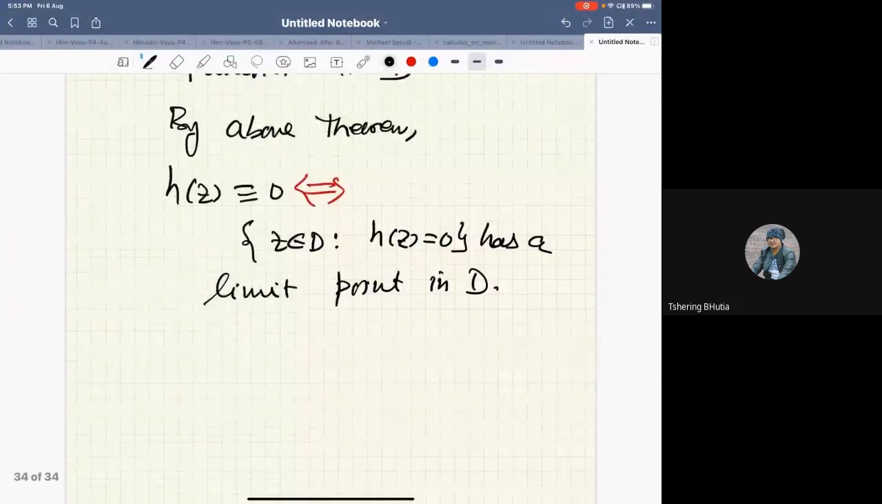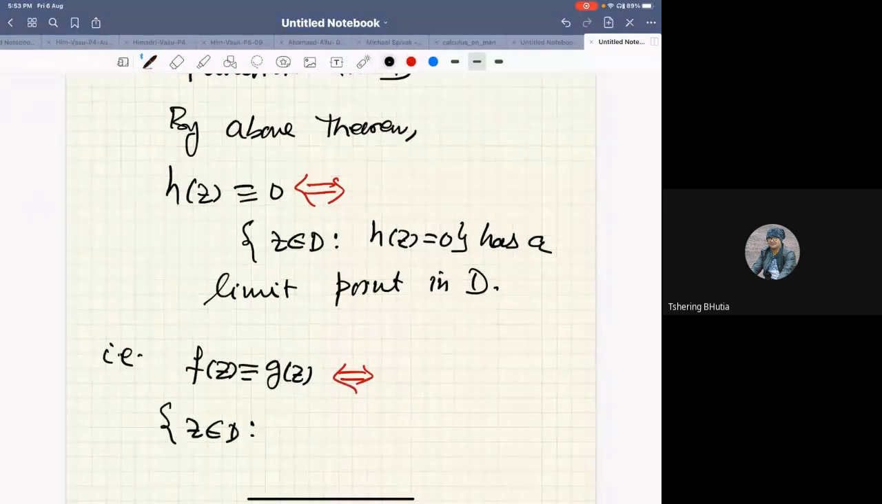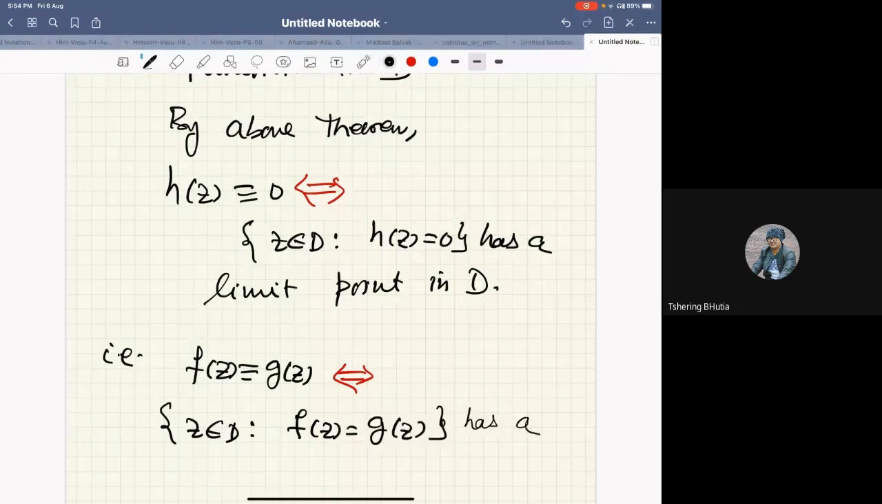So what does it mean? It means that f of z is identically equal to g of z if and only if the set of all z belonging to D such that f of z equals g of z has a limit point in D.